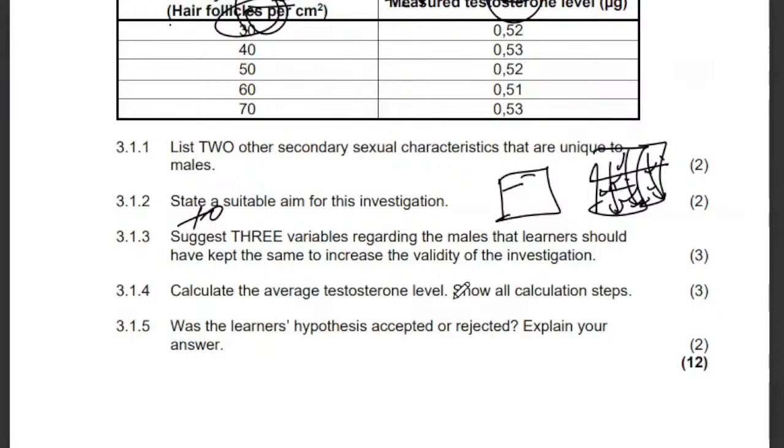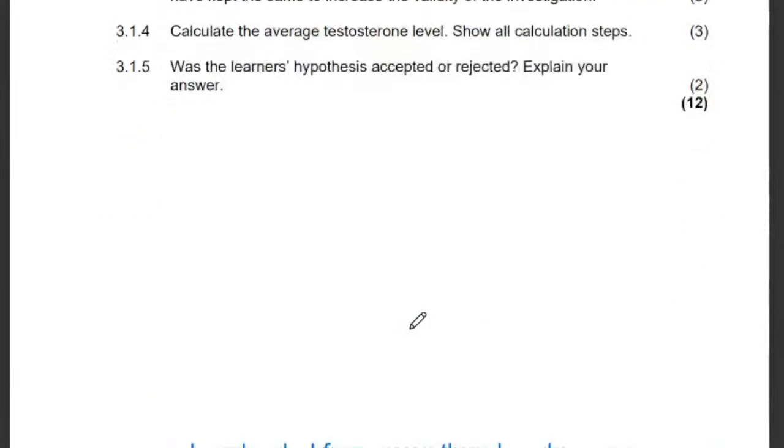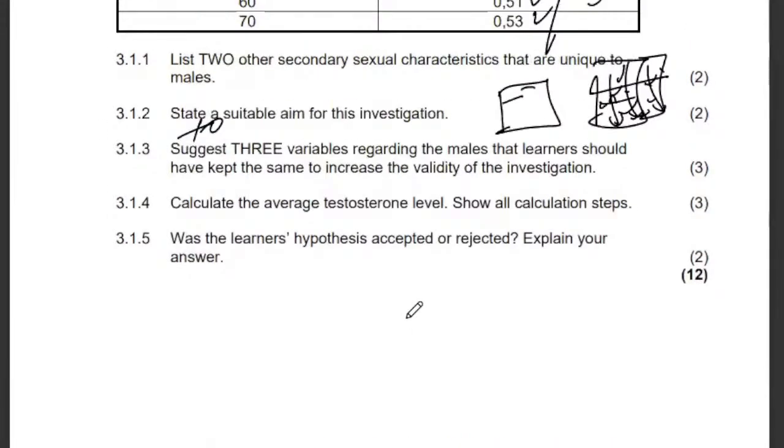Calculate the average testosterone level. Show your working. Average means that you have to add these values, 2, 3, 4, 5, then divide by 5 because there are 5. The answer you get must have the units. Yes, it must have these units. So that's how you can calculate the average. Guys, you know me, I don't usually write each and everything there.